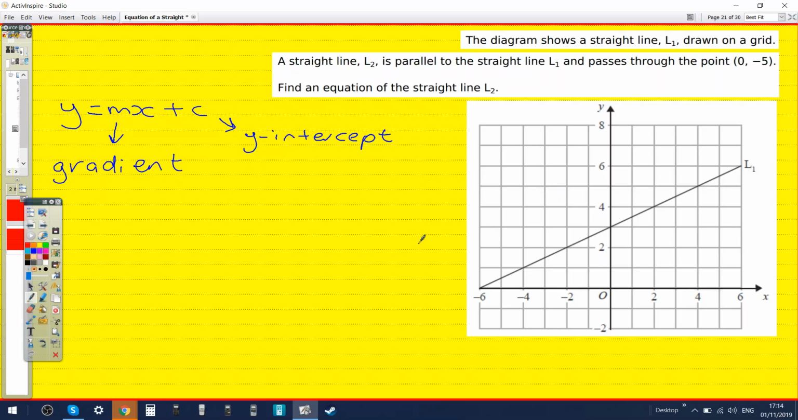What is the y-intercept? The y-intercept is where it goes through the y-axis. Okay, sorry, I forgot. The other way to get the gradient is y2 minus y1 over x2 minus x1, and you just find 2 points that are on the line.